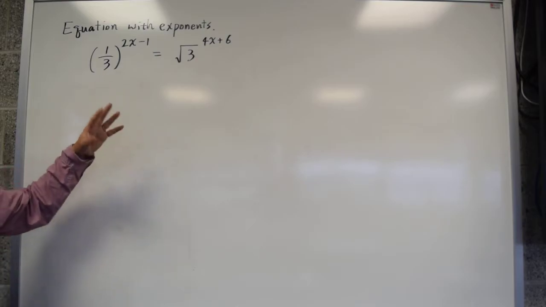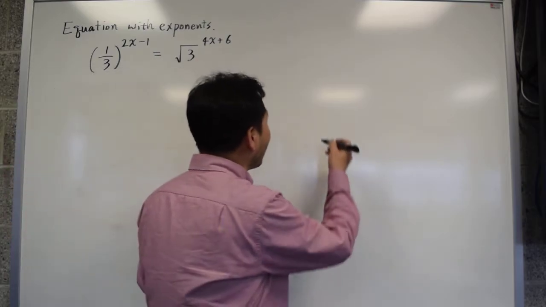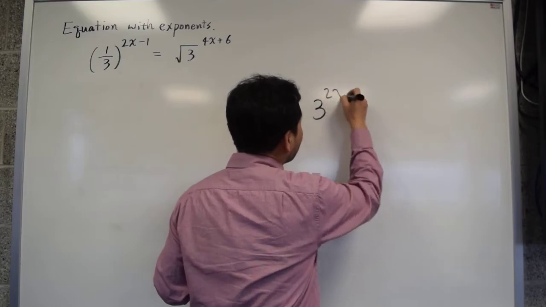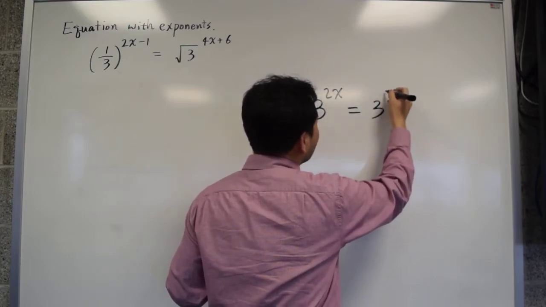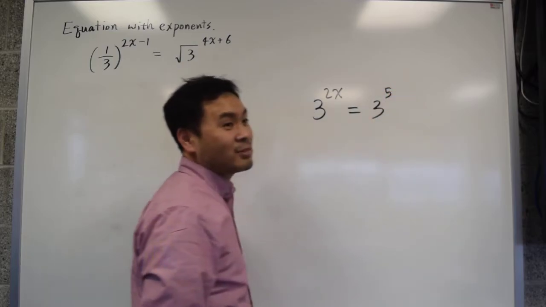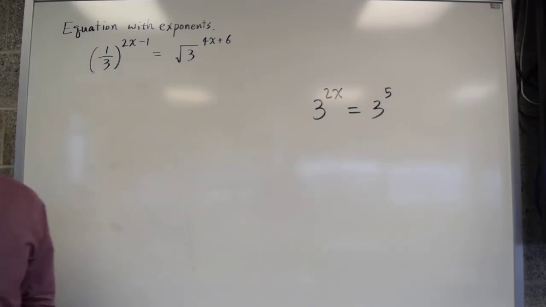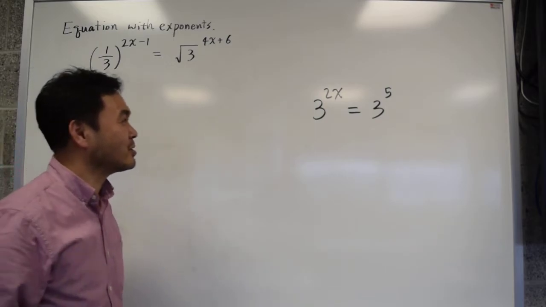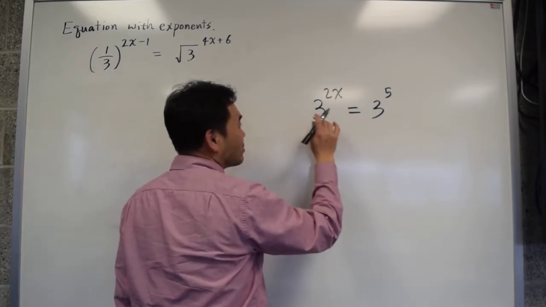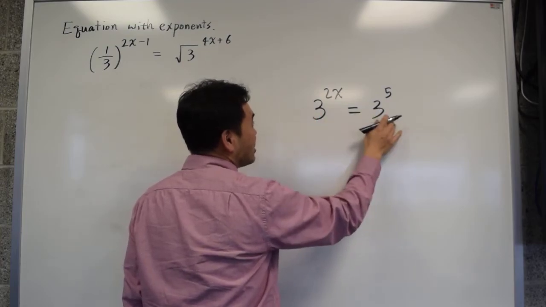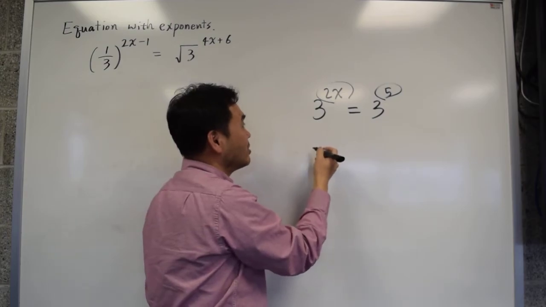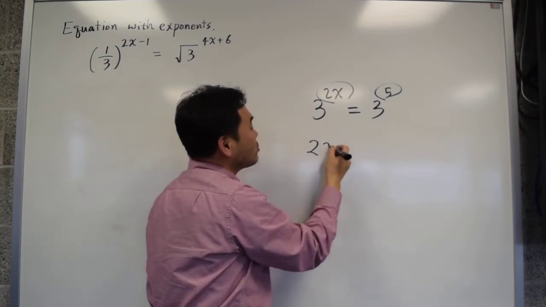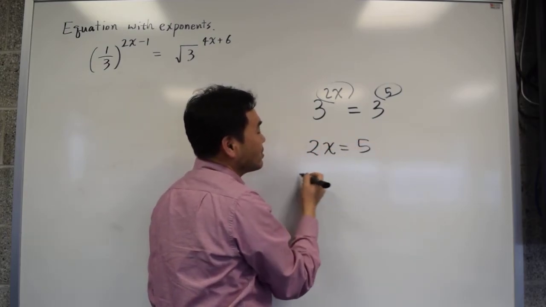Now, before I solve this, let me show you a simple question. If you have 3 to the 2x equals 3 to the 5, what's x? Since the 3s are the same, for these to be equal, you need the exponents to be the same. So 2x must equal 5.